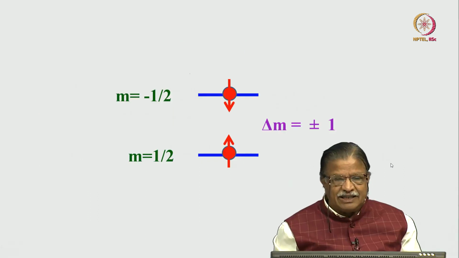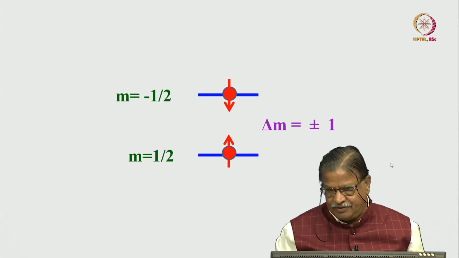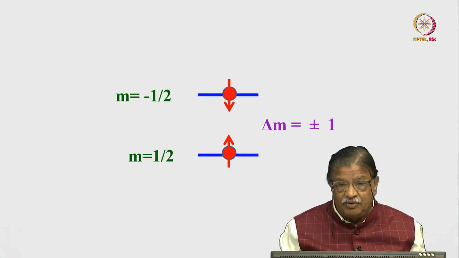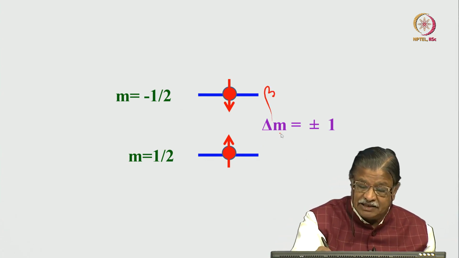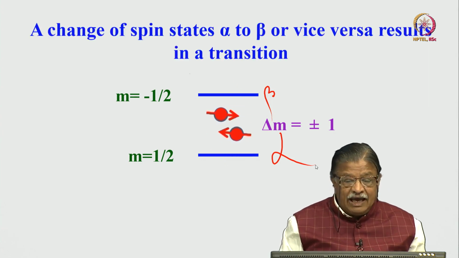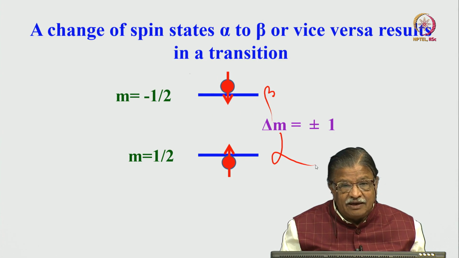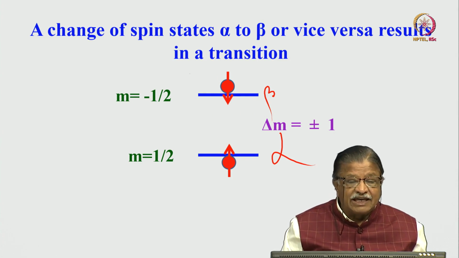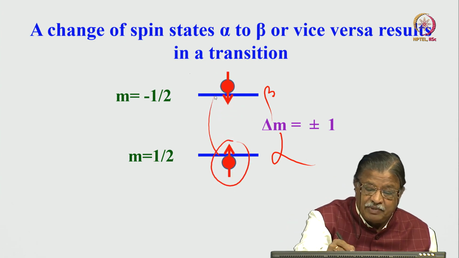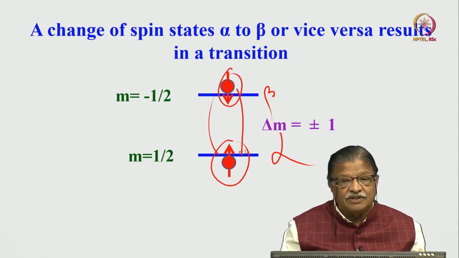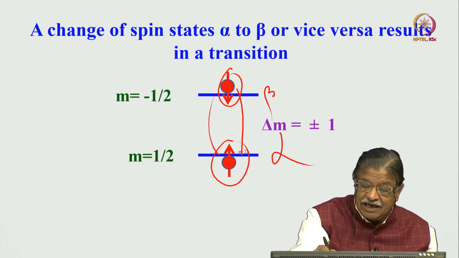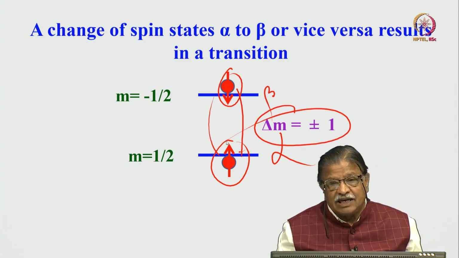Okay. Now consider an example of a spin half nucleus. Spin half nucleus has only two energy states, which is what we have been discussing. This is the beta state, this is the alpha state, -half and +half. Now a change of the spin state from alpha to beta or vice versa results in a transition. See what is happening here. Spins from the alpha state go to the beta state, spins from the beta state come to the alpha state. And this change here is delta m equal to plus or minus 1.